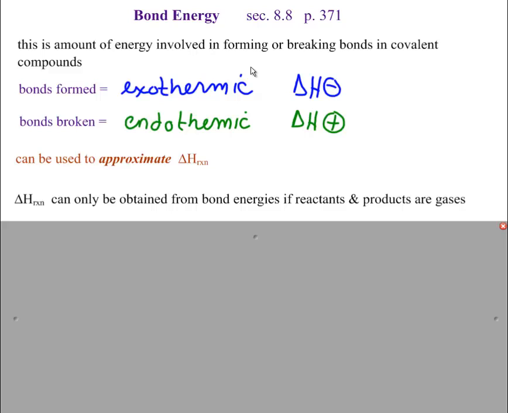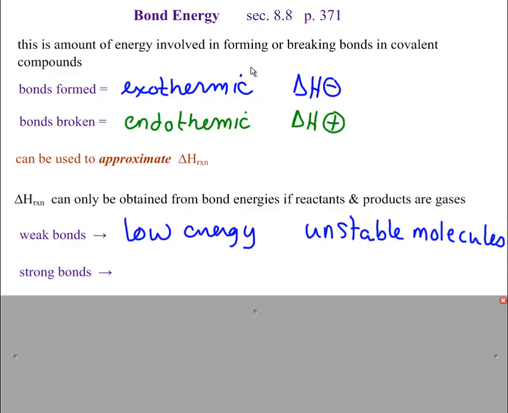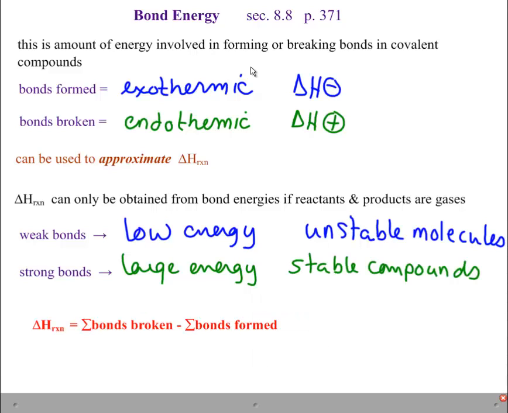If bonds are weak, it doesn't take much energy to break them. These molecules tend to be unstable. Compounds that have strong bonds involve a high amount of energy, and these tend to be very stable compounds. The equation we're going to use to approximate the heat of the reaction is the sum of all those bonds broken minus the sum of all the bonds that are formed.